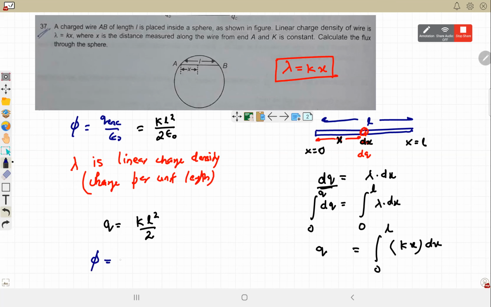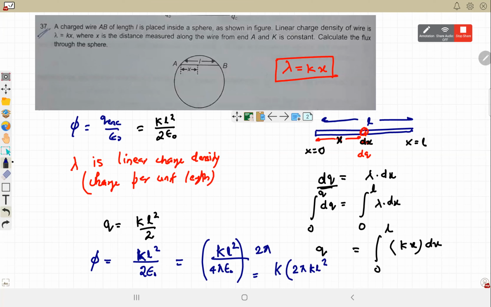Flux is q enclosed by epsilon naught. Might be if you rearrange that pi and epsilon naught, it may become that capital K, the Coulomb's constant. It is given in terms of capital K. Yes, sir. So if you multiply this by 2 pi in the numerator and denominator, one upon 4 pi epsilon naught is capital K. So capital K into 2 pi k times L square. Is that the answer?